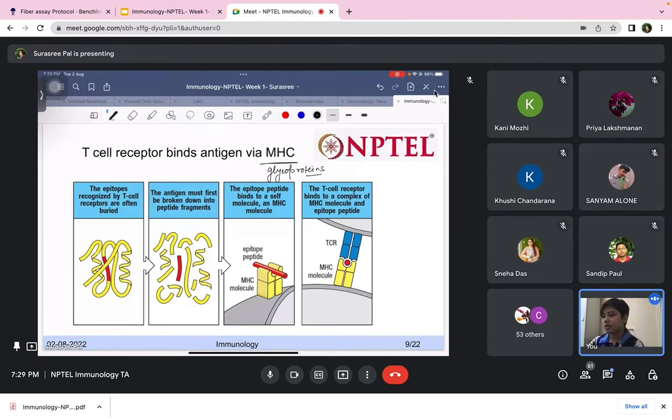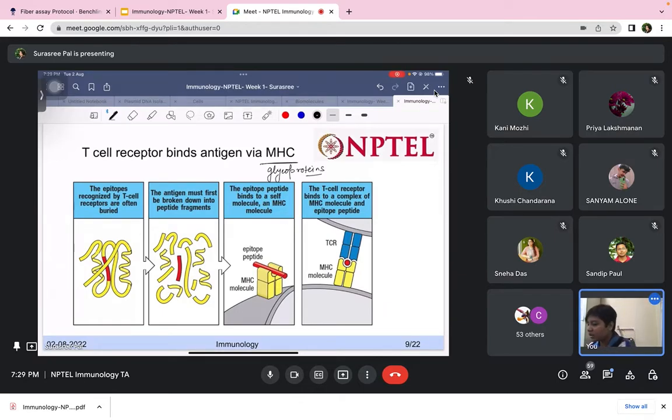So what happens, you can see here in this diagram. So one thing just to mention, that all these diagrams are available in the Janeway Immunobiology book. You can check also. It's in the first chapter of the book, right? So the epitopes on the antigen surfaces which the T cell receptor can recognize are often buried in the protein.